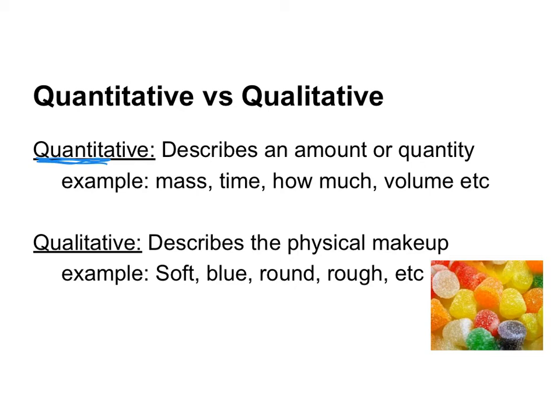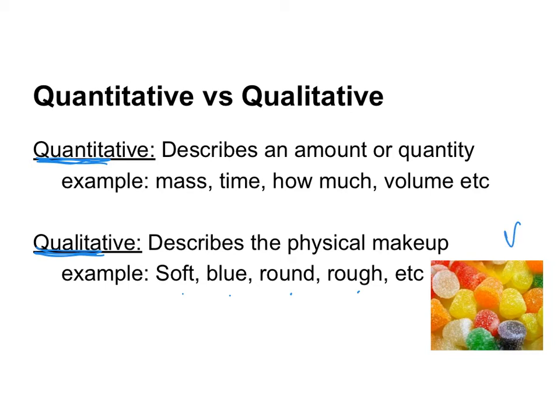Whereas my qualitative, I think qualities, I look at the beginning of this word. This is going to describe what my other senses can detect. So the physical makeup. What can I see, smell, taste, touch? In chemistry, we are never going to taste. We shouldn't put chemicals in our mouth. But we can make all sorts of other qualitative observations. So examples here would be something being soft, blue, round, rough, so non-numerical observations.